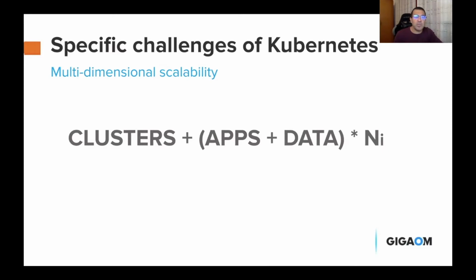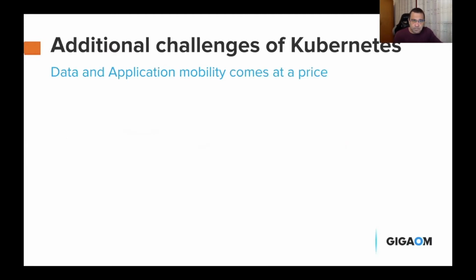There is another dimension that is the number of applications and data that you have. You can have multiple copies of application and data, and multiple instances because you have development, test, and maybe quality, and other copies that are around and so on. So there are multiple copies of everything, and it becomes crazy after a while. These are additional challenges of Kubernetes, and they come, of course, at a price.